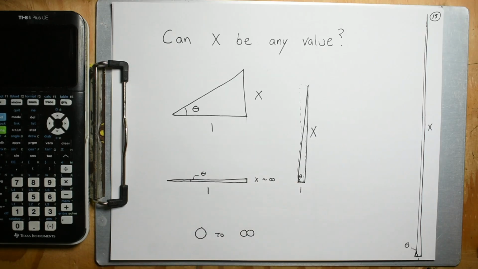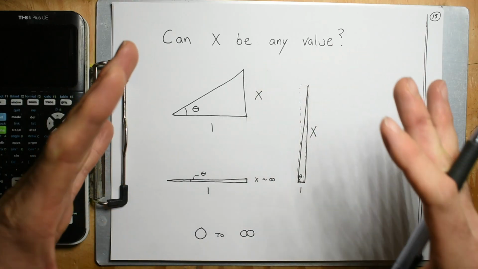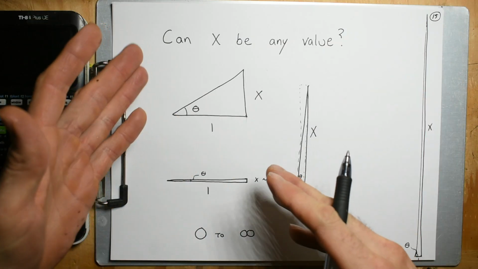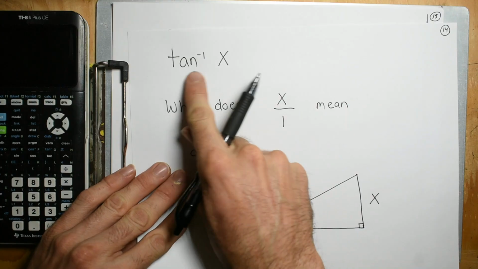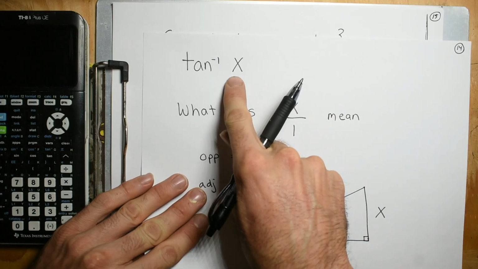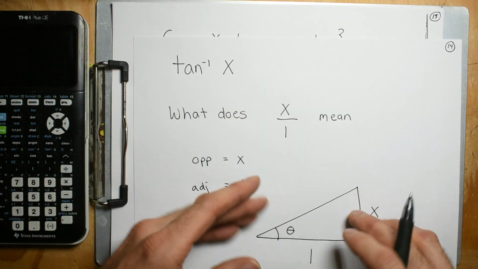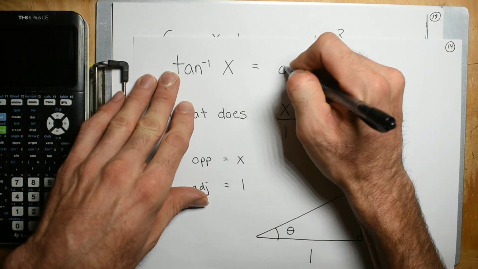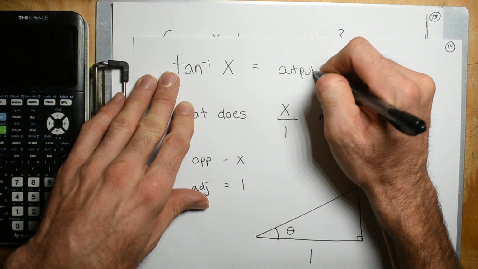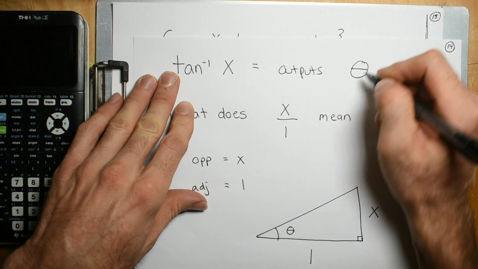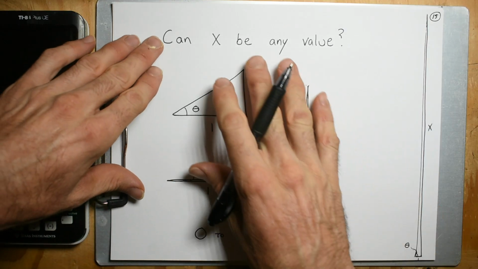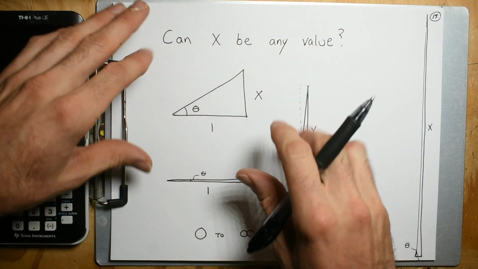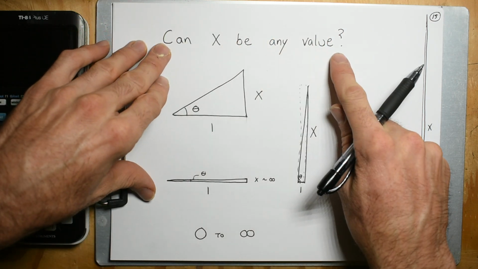Alright, now we want to find, it's always good to explore stuff. Can x be any value? We're trying to take the inverse tangent. And what the hell is the inverse tangent? It says if I have this ratio, this outputs the angle. So that's the angle that I'm outputting. But let's explore. Can x be any value?